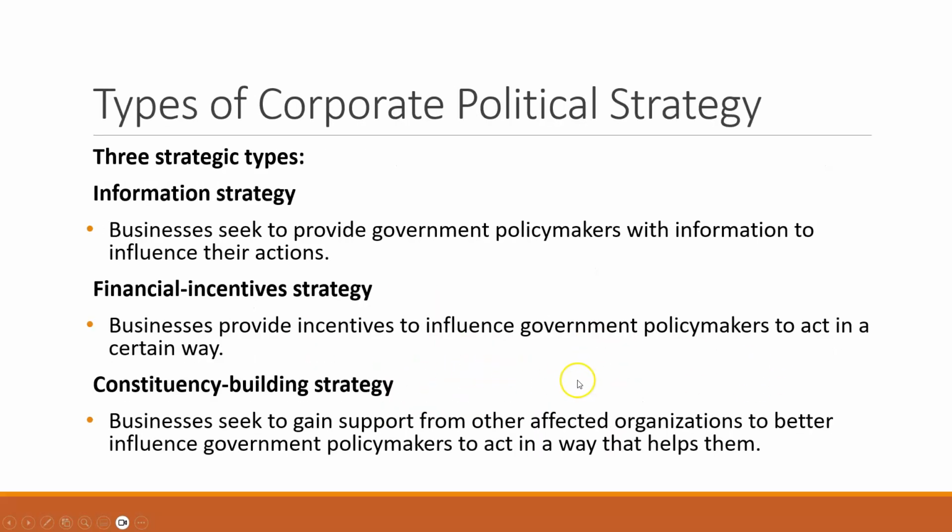Okay, so different ways that they can get involved. So one is information. Okay, so we try to provide policymakers with information to influence their actions. We give them information about our businesses. We give them information about industry. We talk to them about the costs and benefits of certain regulation, whether we're in favor or against.